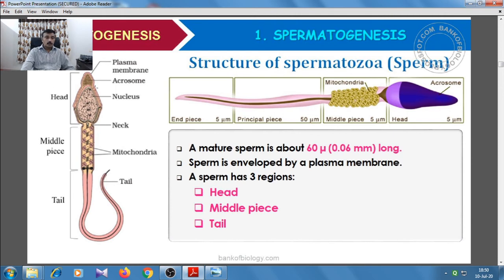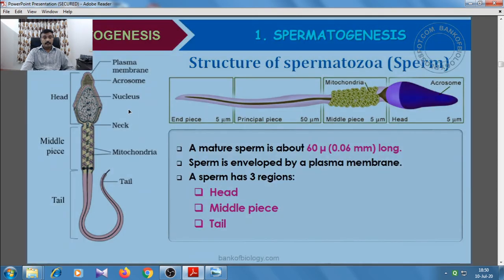We can divide the sperm into 3 regions. The sperm can be divided into 3 regions: head, middle piece and tail. And the sperm is covered by a membrane. It is covered by the plasma membrane.